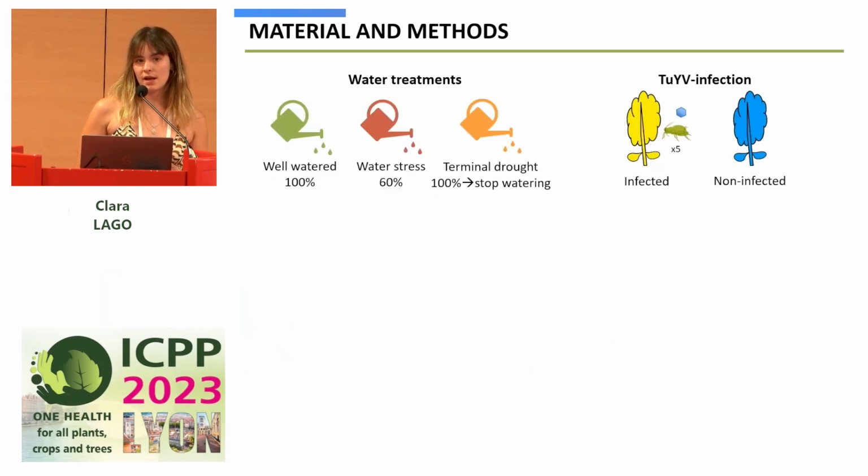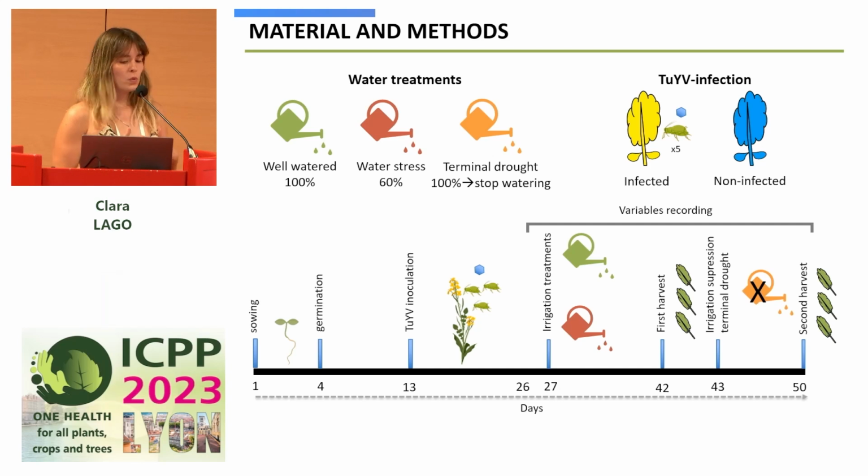In our experimental design, we subjected the canola plants to 3 different water treatments. The well-watered treatment, in which we water the plants until achieving 100% of the field capacity. The water stress treatment, in which we water the plants until achieving 60% of the field capacity. And the terminal drought: the plants were well watered, but we stopped watering them at some point. Then we also have infected plants, using Myzus persicae as the vector with turnip yellow virus, and non-infected plants. We directly sowed the plants in the pots, and then we inoculated them with the aphids.